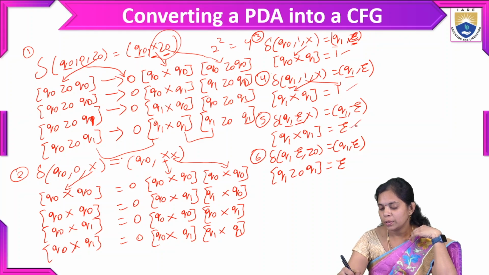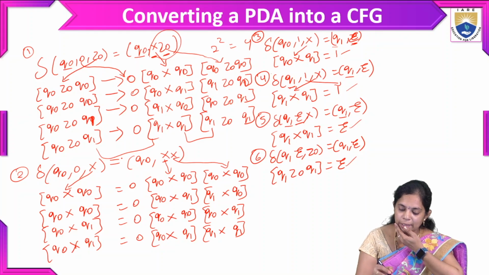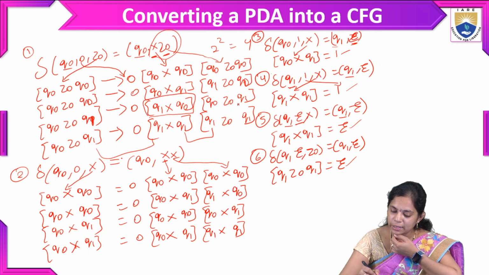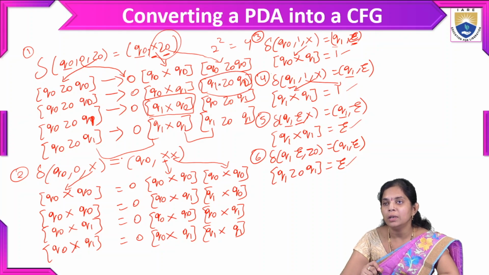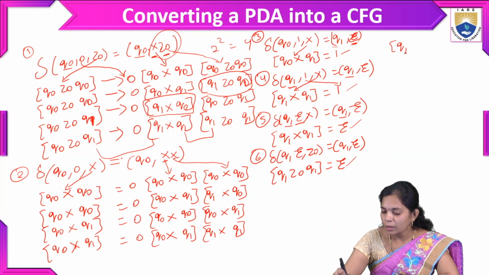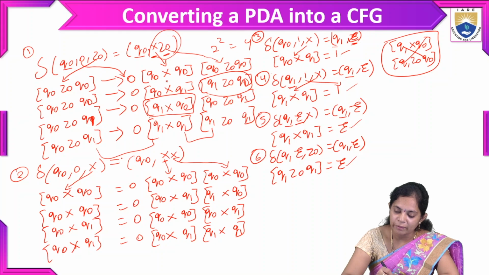Here, we are not going to use all the production rules. In this one, Q1 X Z0 and Q1 Z0 Q0 never appear on the left hand side, so we can directly eliminate these two things. One is Q1 X Z0 and Q1 Z0 Q0. So these we can leave aside.